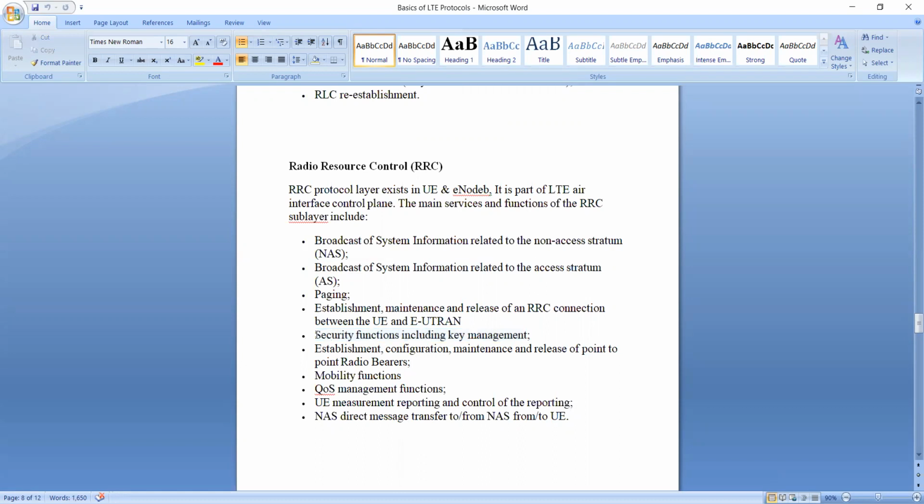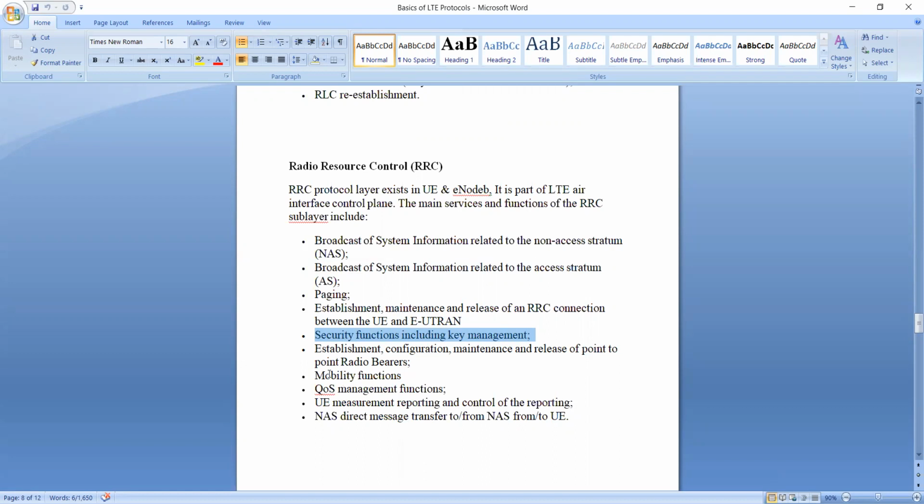So security is responsible for security functionality, including key management. There are different keys related to RRC security. Your data will be encrypted during uplink or downlink, or during voice call, VoLTE call, those things. So it will be taken care of by RRC security.